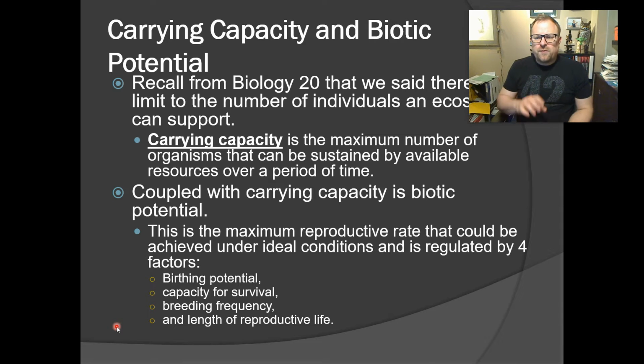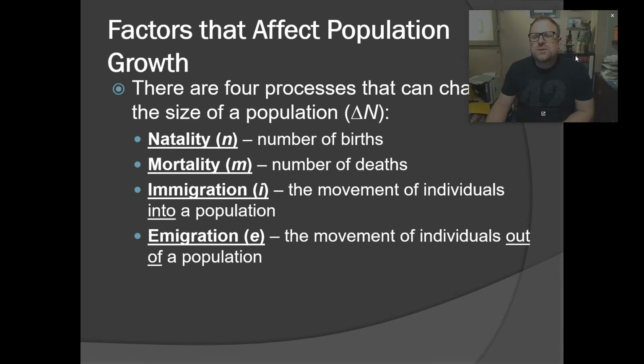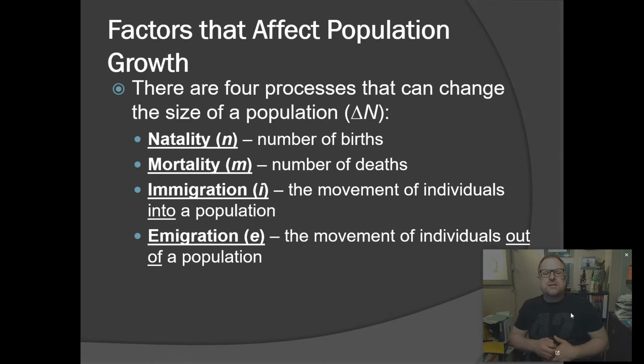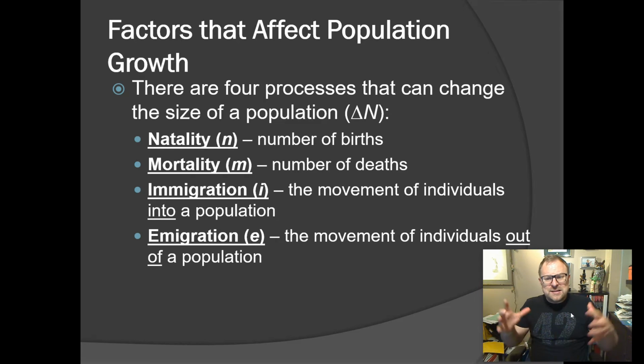The other thing we're going to find is that when we get up to carrying capacity, when that population is at its maximum for that given ecosystem, carrying capacity and biotic potential work to keep things relatively even, that dynamic equilibrium we've talked about in the past. So there are 4 processes that lead to the change in the size of the population, and we have to look at these collectively.